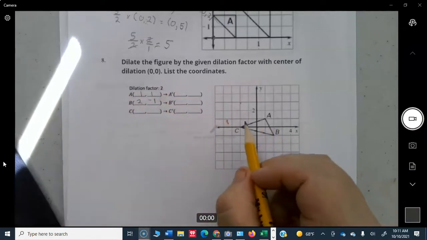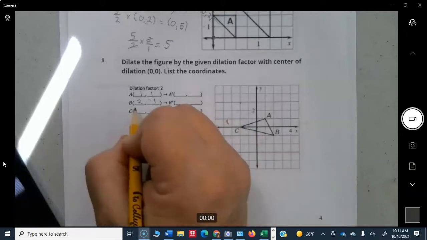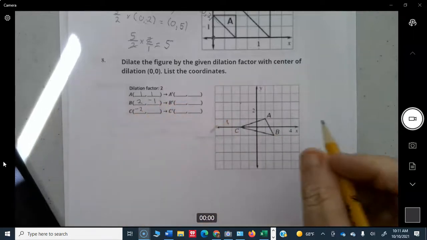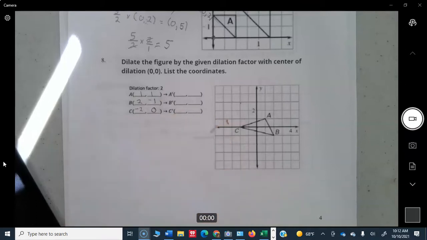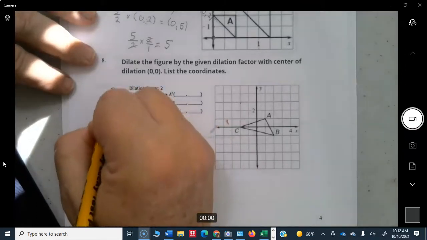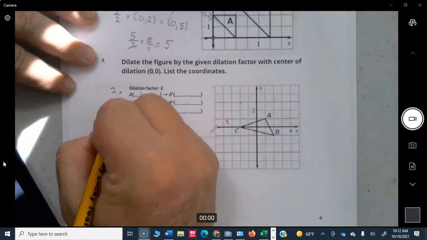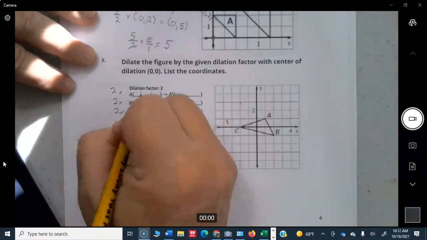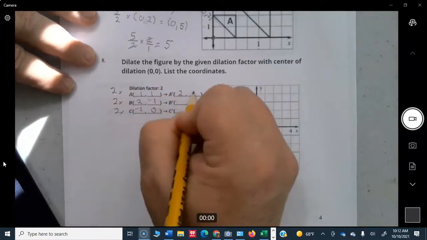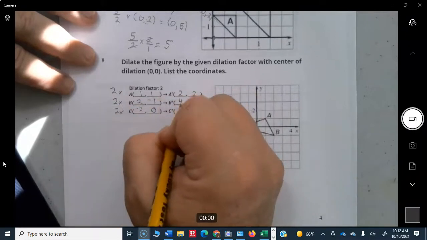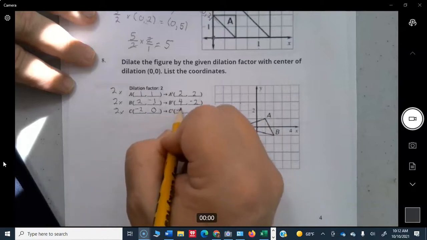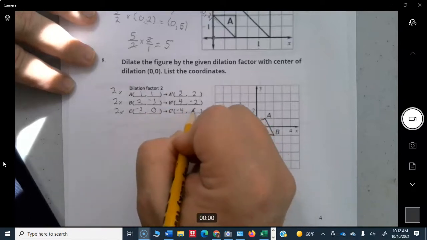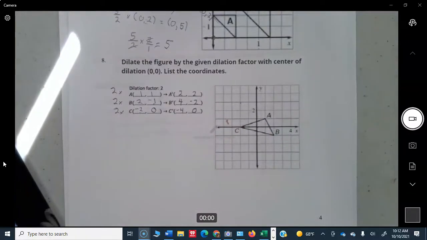And C, I think it's supposed to be right on that, is 2 to the left. So that means the x-coordinate is -2. And once you're there, you don't go up or down at all. So that makes this 0. All right, so we're just going to multiply all this by 2. 2 times 1 is 2. 2 times 1 is 2. 2 times 2 is 4. 2 times -1 is -2. 2 times -2 is -4. And 2 times 0 is 0. Boom. There you go. Okay?